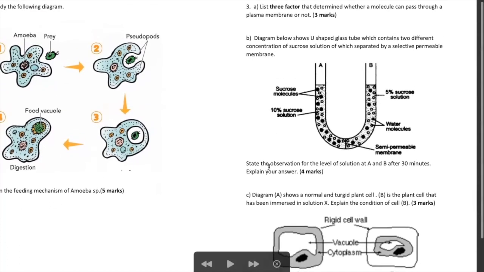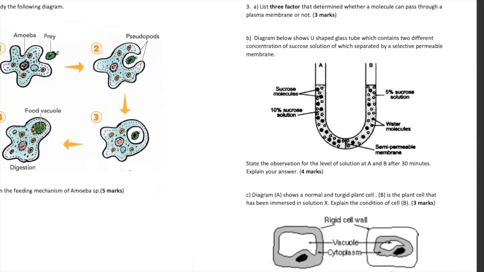State the observation for the level of solution A and B after 30 minutes and explain your answer. So kalau awak tengok A, B kat sini, dia patut ada semi-permeable membrane. Semi-permeable membrane is like a plasma membrane, selective permeable, where it only allow certain substance to pass through it.